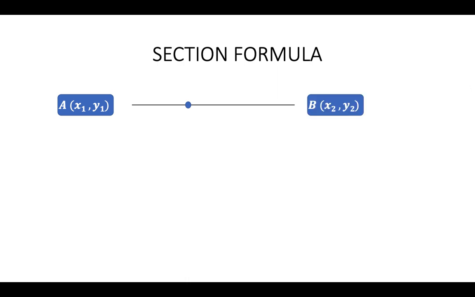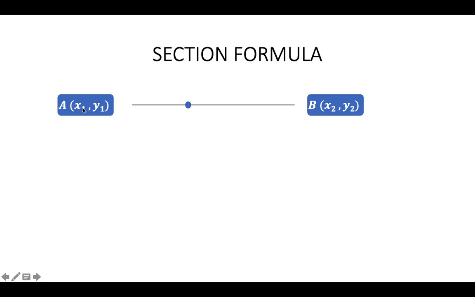Now, the new topic for us today is the section formula. As the name suggests, it is about a point which will create a section between any two points. For example, let us take a line with a point in between. Let the coordinates of the ends be A x1, y1 and B x2, y2. It means I'm talking of this point.